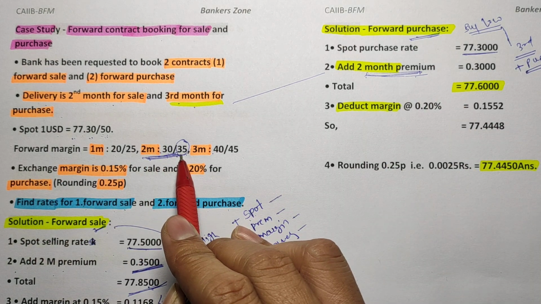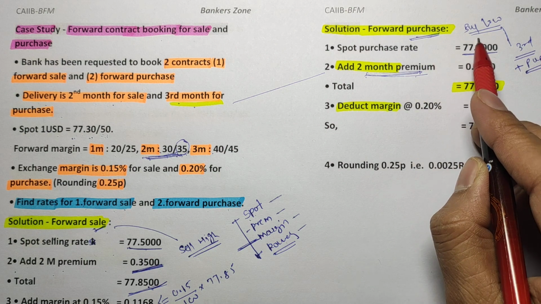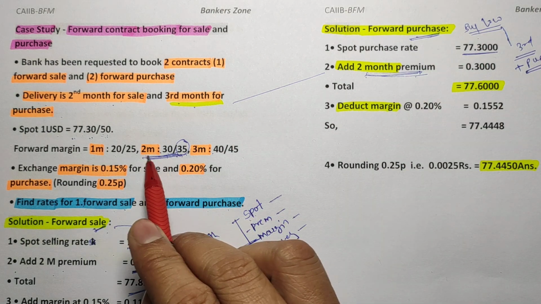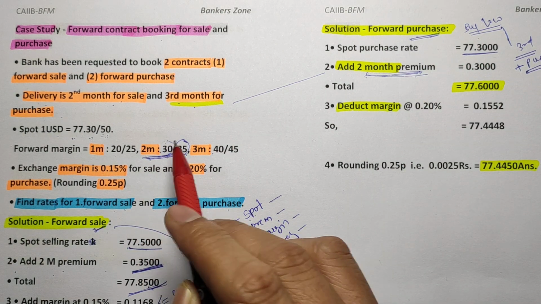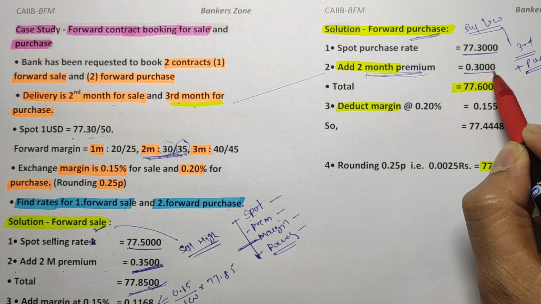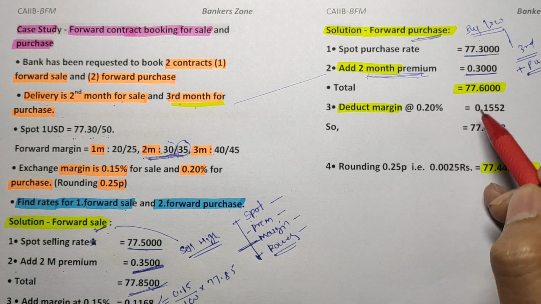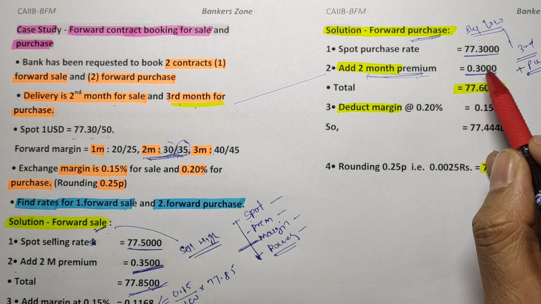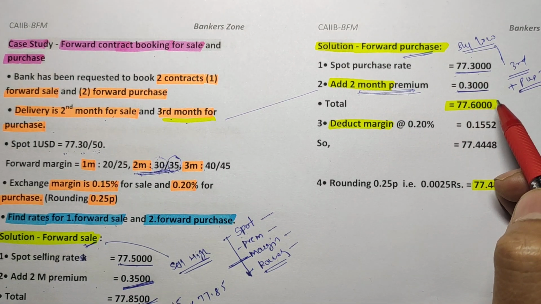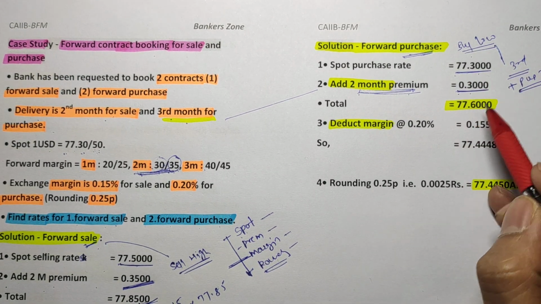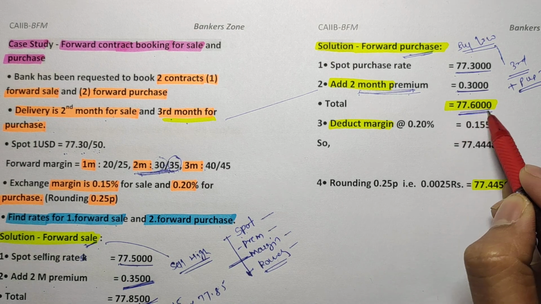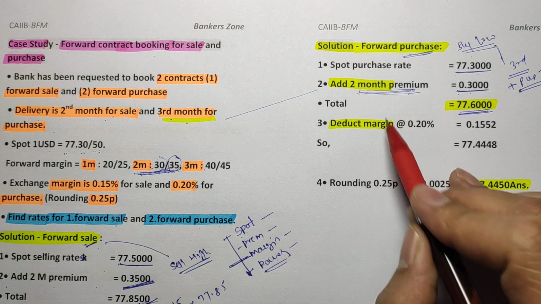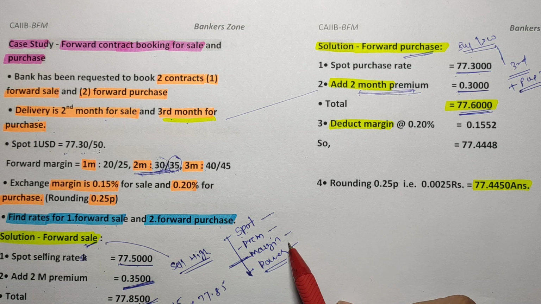30 and 35 they have given, but as it is a case of buying we have to take the lower value. So for 2 months we take 30 points, that is 0.30. When you add the premium, 77.30 plus 0.30, you will get 77.60 as the rate. And after adjustment of premium, our next step is adjustment of the margin.